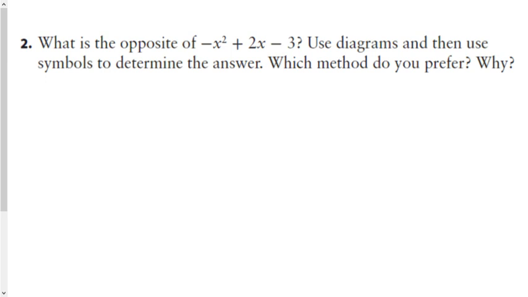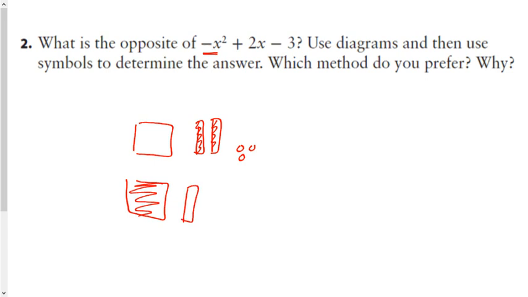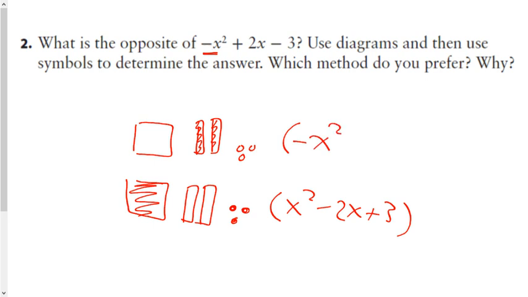Question 2, what's the opposite of this expression here? Use diagrams. So if I was to draw this, that would be your negative x squareds. Positive 2x's would be your x's but shaded in to show positivity. And negative 3 will just use negative 3 interchips. The opposite would simply be the inverse of every one of those pictures, which would be this. And then what is it called? It's called x squared minus 2x plus 3 is the opposite of negative x squared plus 2x minus 3.